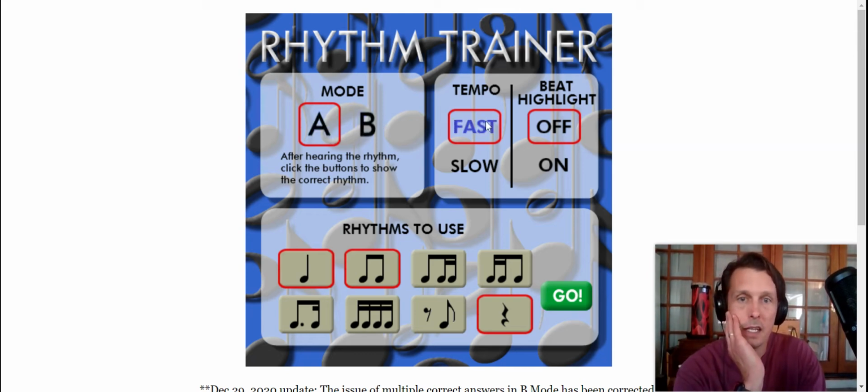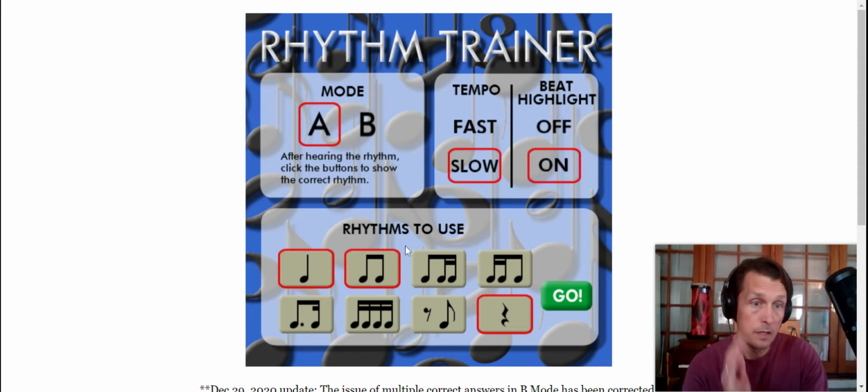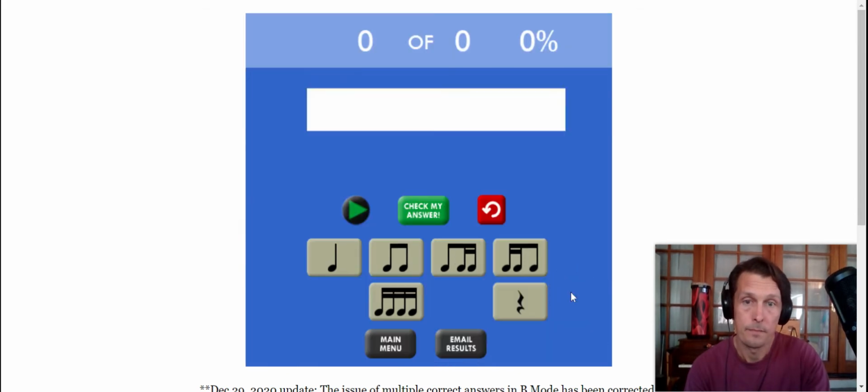Make sure mode A is selected, tempo is slow, beat highlight is on, and the rhythms we want to select are quarter and eighths. Today we're going to use friendly rhythms, and we're going to say bill, opus, blueberry, grammar frog, happy hippo, and rest. Okay? If what I just said is confusing, go back and watch my earlier video called Friendly Rhythms. Well, let's give this a try.